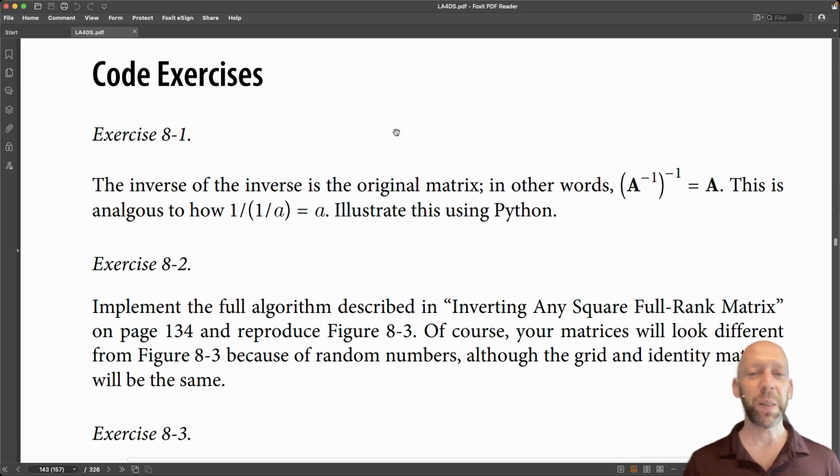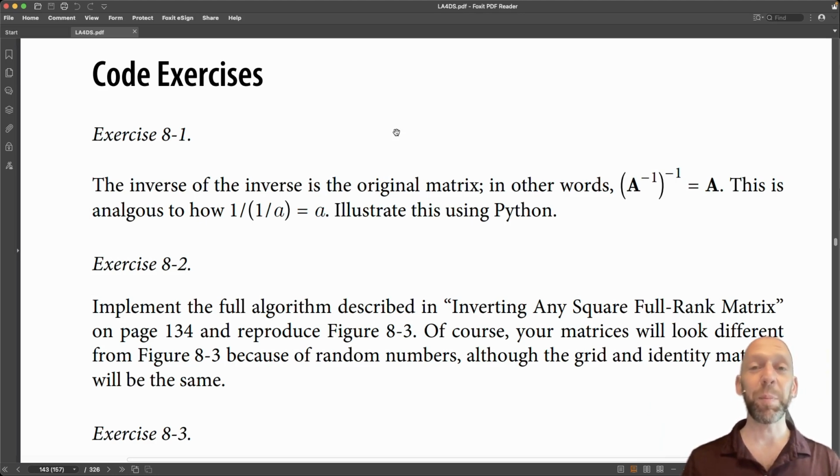Now, as you learned in this chapter, not every matrix has an inverse. For a matrix to have a full inverse, it needs to be square and it needs to be full rank. A matrix that is square and full rank has an inverse, but it has exactly one inverse. So when the matrix inverse exists, it is unique.